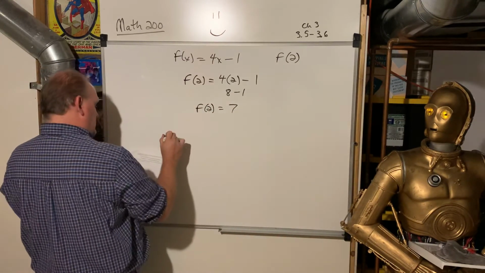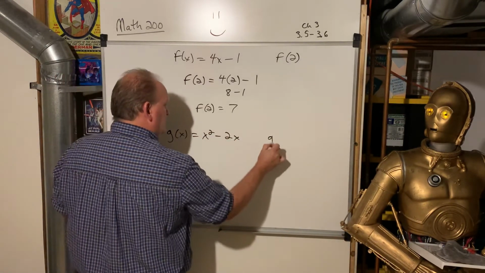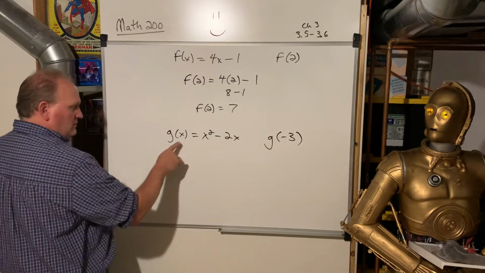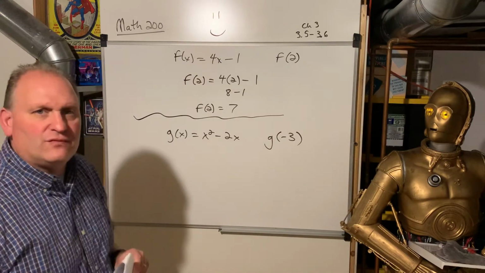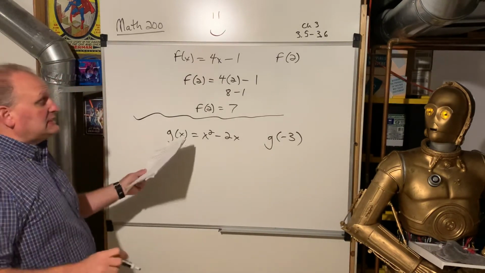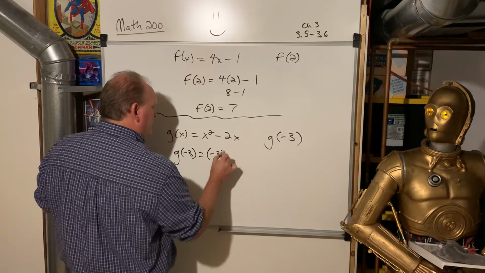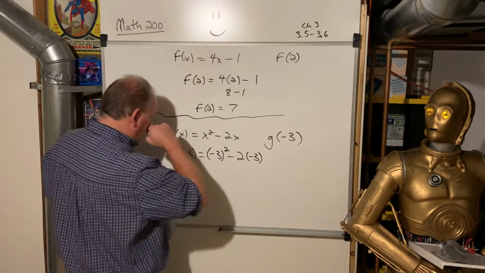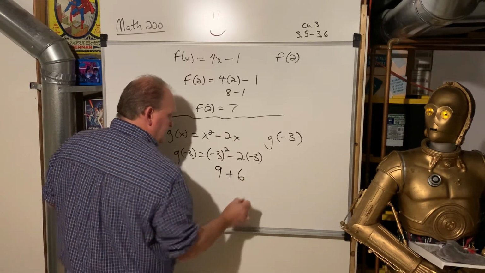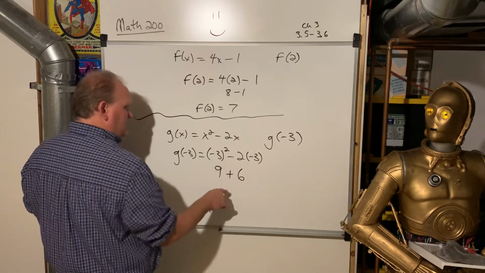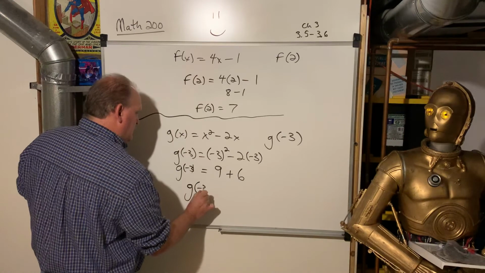Let's get another function. We have g of x is equal to x squared minus 2x, and they want us to find g of negative 3. So this is function notation. It's like a fancy y. Instead of writing y equals, we write g of x equals, okay? So for g of negative 3, I pop in a negative 3 everywhere I see an x, and then that's a 9 minus, actually plus 6, right? Because a negative 2 times a negative 3 is a positive 6. And that is then, g of negative 3 is 15.